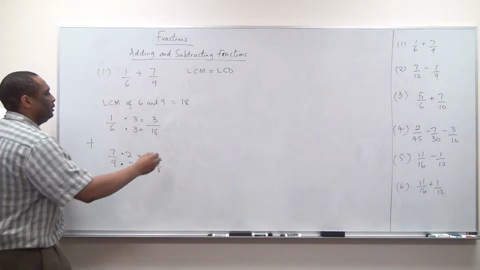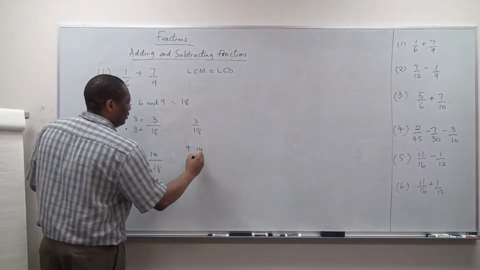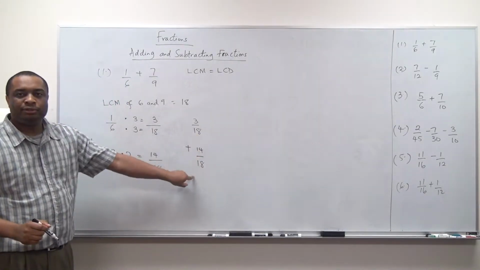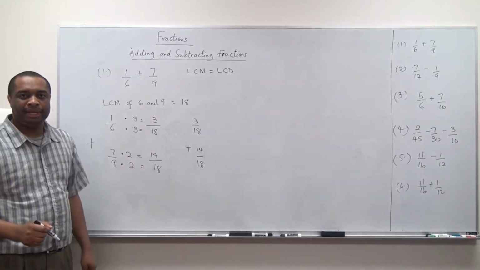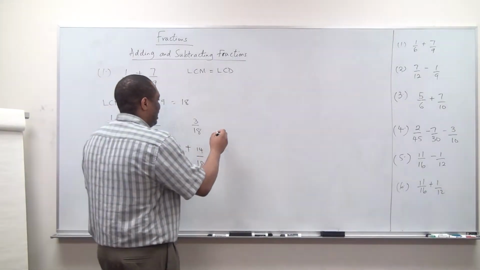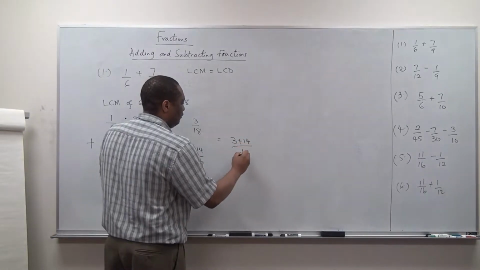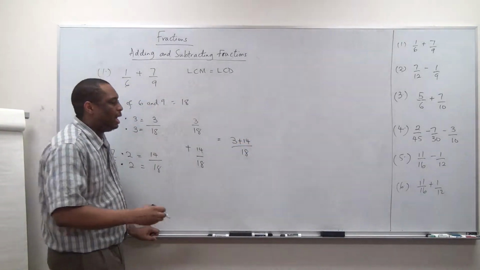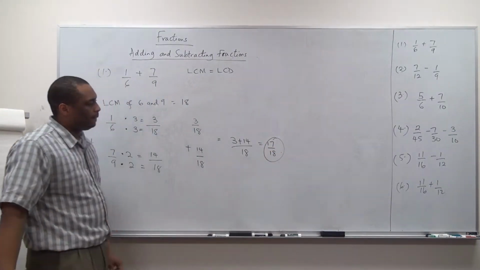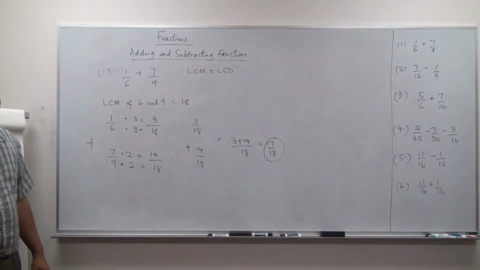So we now have 3 over 18 plus 14 over 18. In this case, these two fractions have the same denominator. And when they have the same denominator, you just add their numerators. This will give you 3 plus 14 all over 18, and that will give you 17 over 18. That is the way we solve it. That gives you 17 over 18.